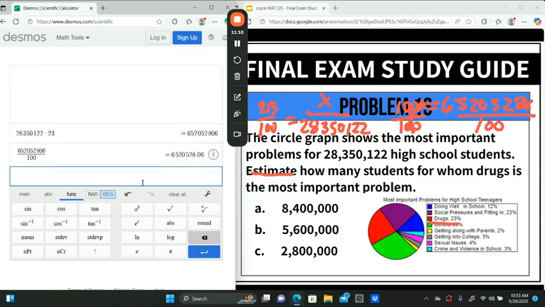Now, if you'll notice, that number is not one of these answer choices. That is why they asked us to estimate. So we're simply going to choose the one that is closest to the number that we got. When we look at them, we see that that's going to be B, 5,600,000.